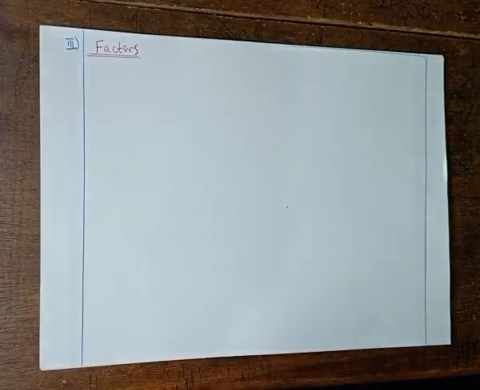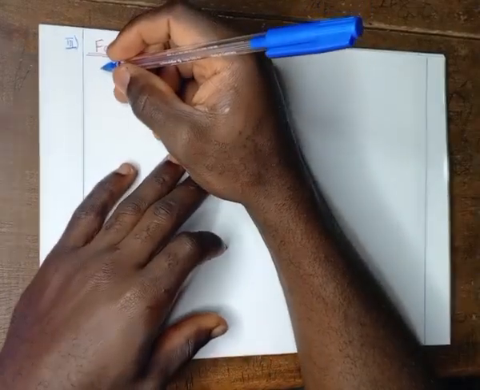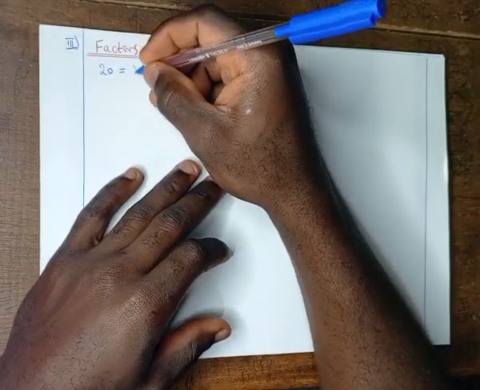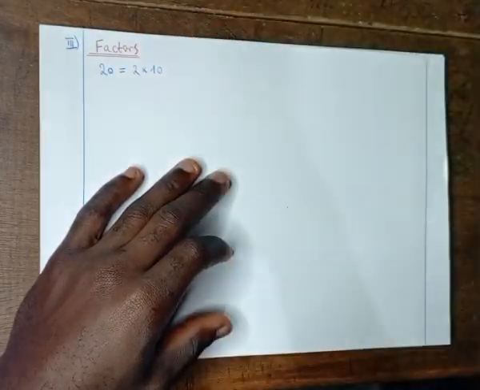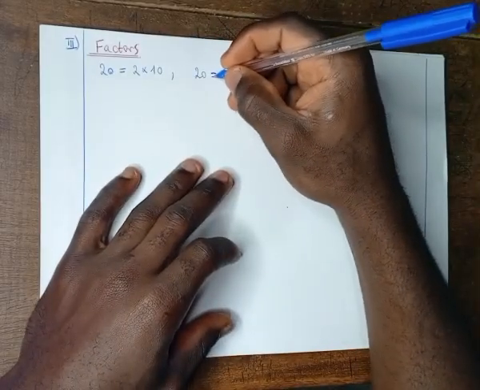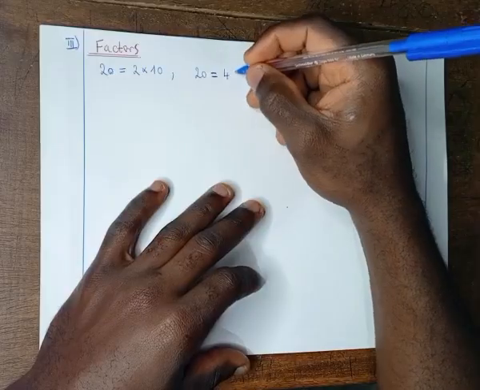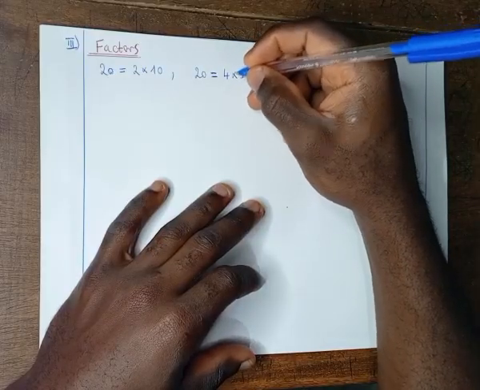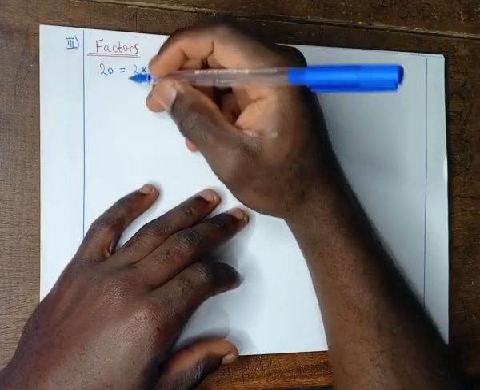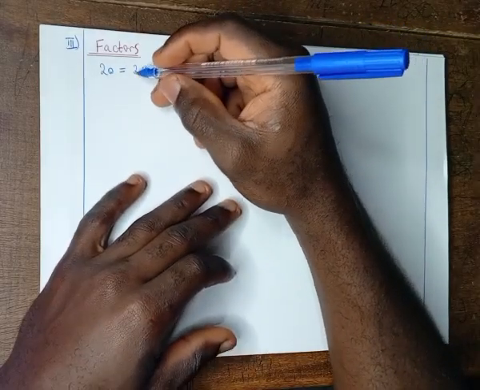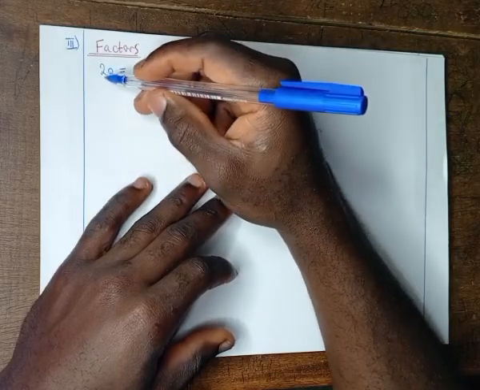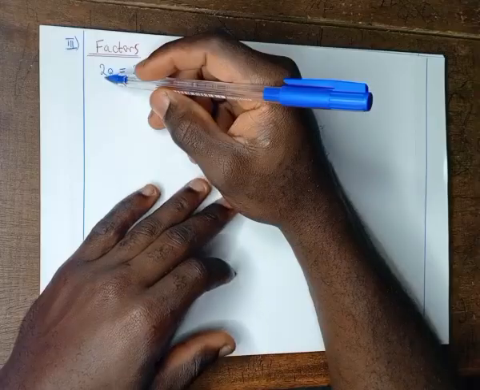Before we start, we know that if you take for example the number 20, we can express 20 as 2 times 10. Also, we can express 20 as 4 times 5. In the first product here, the numbers 2 and 10 are factors of the number 20.